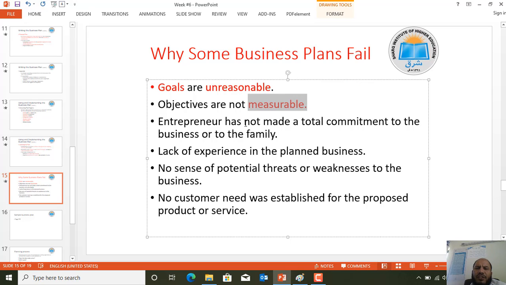Entrepreneur has not made a total commitment to the business or to the business family.